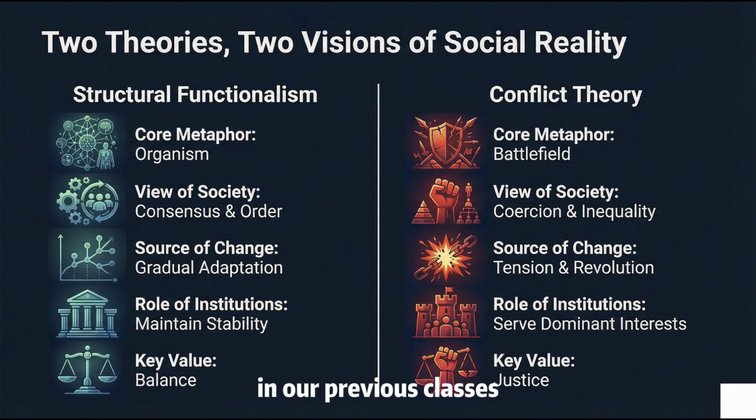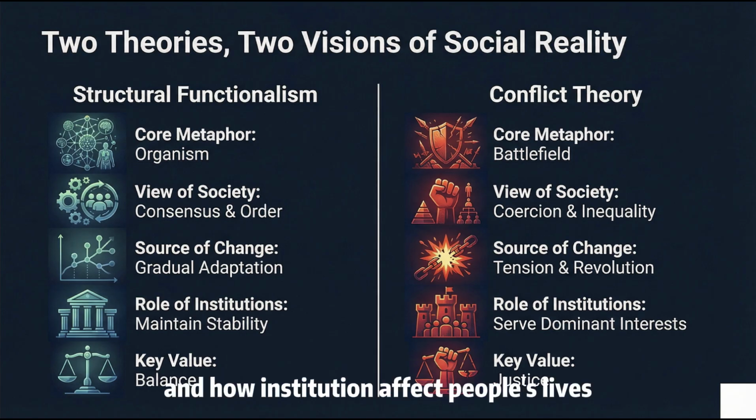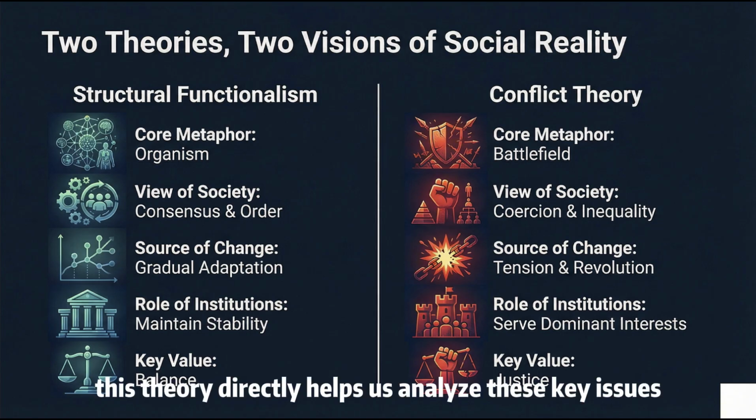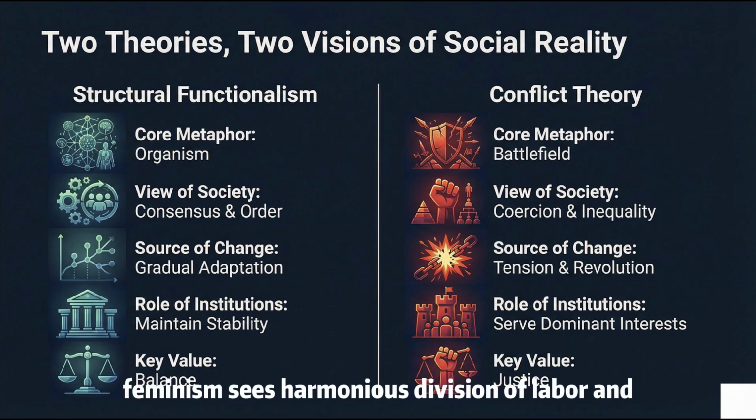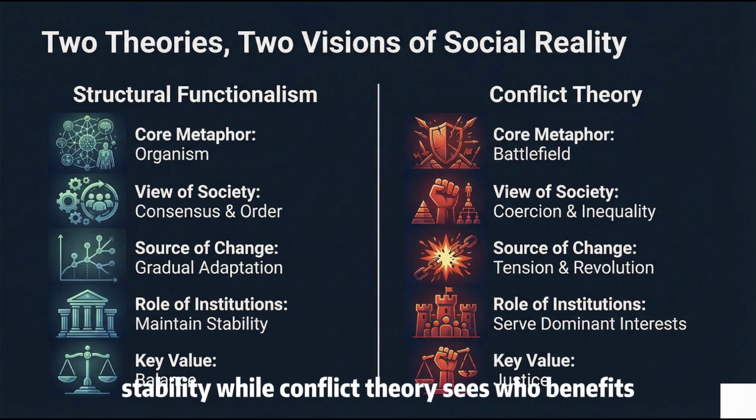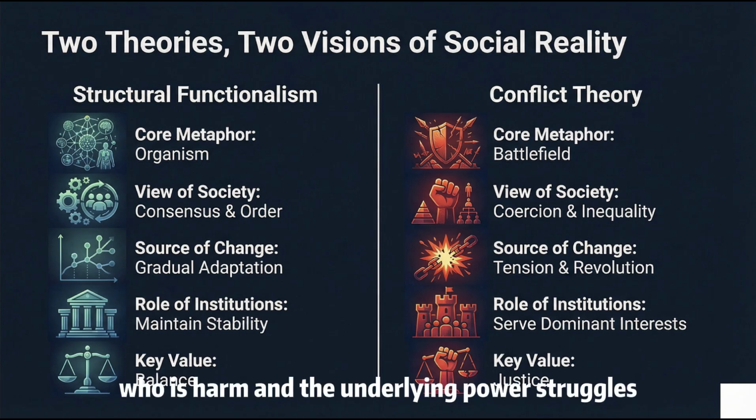In our previous classes, we have discussed power dynamics, social inequality, and how institutions affect people's lives. This theory directly helps us analyze these key issues. It forms a clear contrast with structural functionalism. Functionalism sees harmonious division of labor and stability, while conflict theory sees who benefits, who is harmed, and the underlying power struggles.